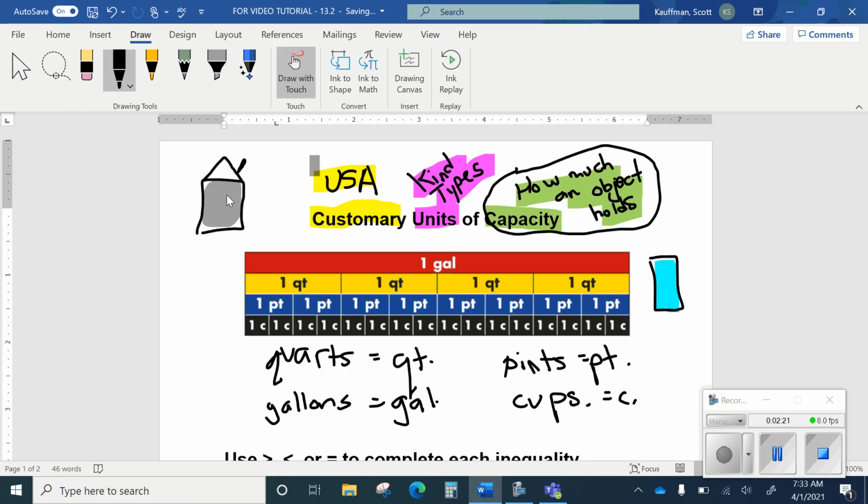Usually you think of a liquid, but it doesn't always have to be a liquid. It can be a powder or something like that. If you've ever made pancakes with your mommy or your daddy, you probably use that little tool called a measuring cup. And then inside of that measuring cup, you probably put some powder to make pancake mix. That measuring cup, which has those little lines on it, that's also measuring capacity. So capacity is how much an object holds.